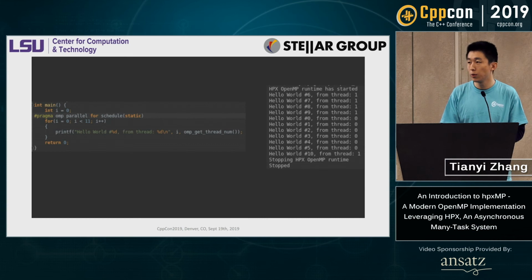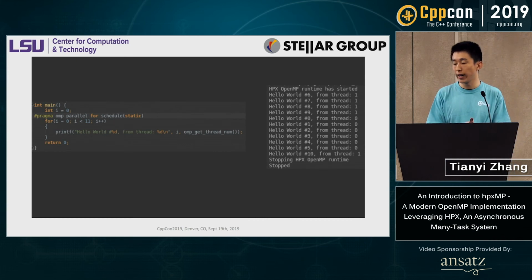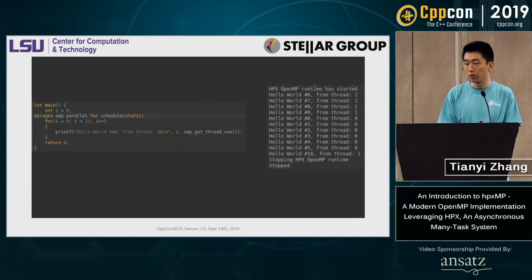Here is an example. We have a parallel for loop which prints hello world from different threads. Since I'm telling the system we are using two threads, half of the loop iterations are performed by thread 1 and half of them are performed by thread 0. So different threads are printing hello world.